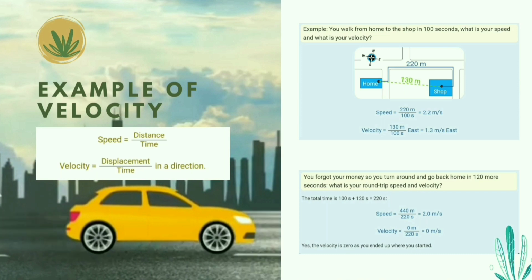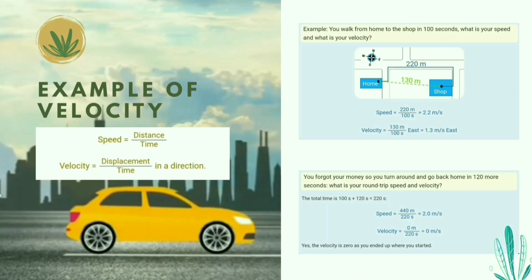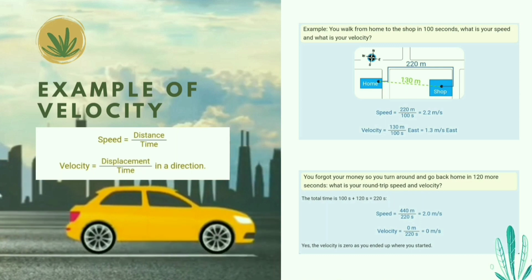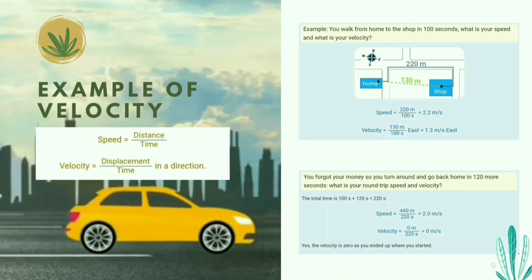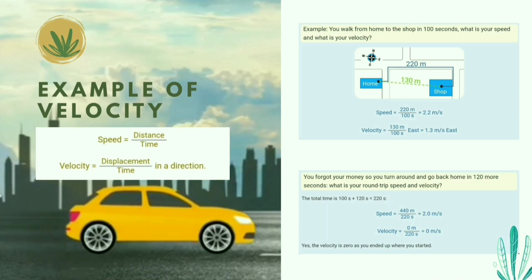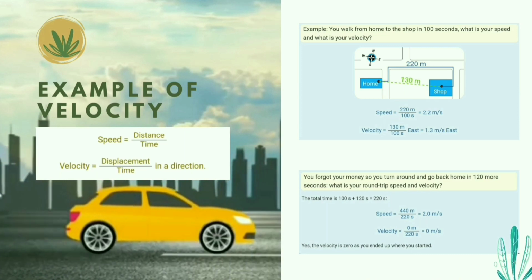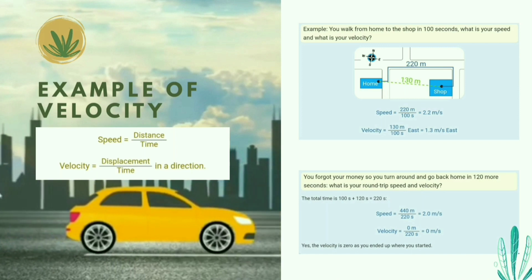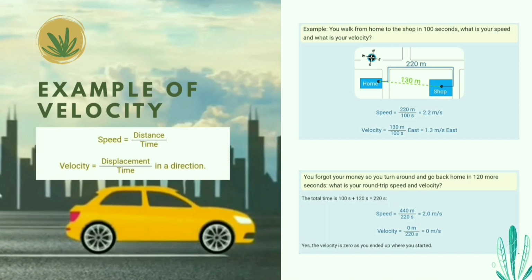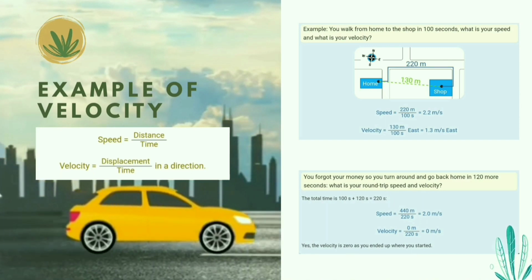Then you forgot your money, so you turn around and go back home in 120 more seconds. What is your round trip speed and velocity? The total time is 100 seconds plus 120 seconds, equal to 220 seconds. So your new speed is 2.0 meters per second and your new velocity is 0 meters per second. Yes, the velocity is 0 as you ended up where you started.